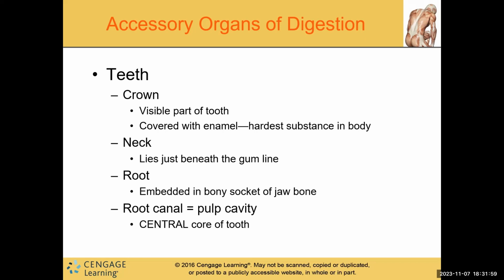Of course, the neck of the tooth is beneath the gum line. The root is in the bony socket of the jawbone. And then the root canal, or pulp cavity, is the central core of the tooth. And that's where the nerves are in our tooth.